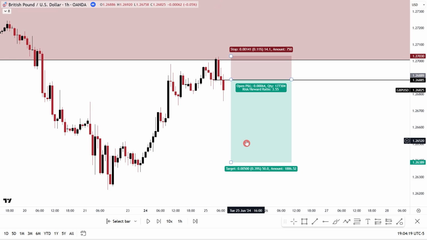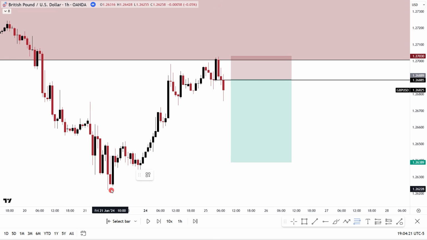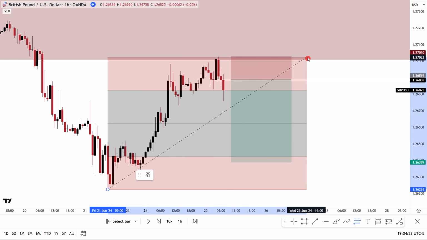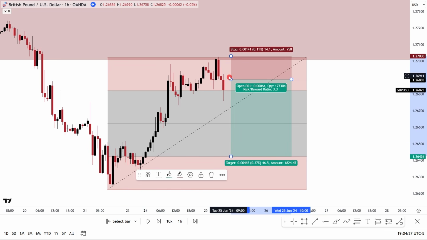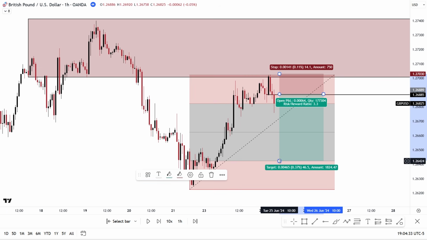And our first target should be the extreme. As far as targets, you always want to go extreme to an extreme. So you're stacking up your zones. You're going from premium to discount, which is basically going from overbought to oversold. This will be your first target. Your second target could be the external liquidity right below.